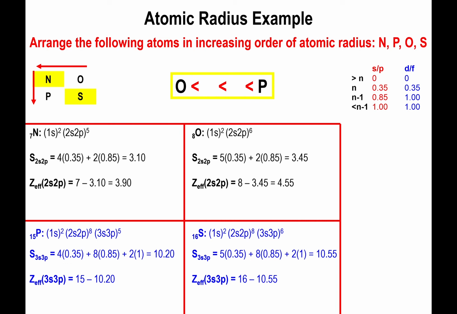And when you carry the subtraction, you find out that the effective nuclear charge for nitrogen and oxygen are 3.90 and 4.55. The effective nuclear charge for phosphorus and sulfur are 4.80 and 5.45. Okay, so this looks kind of legit. Now, by looking at just the effective nuclear charge, you might be willing to say that, oh, nitrogen has a lower effective nuclear charge than sulfur, so sulfur has to be smaller than nitrogen. And if you do that and keep it as this, you probably get the wrong answer.